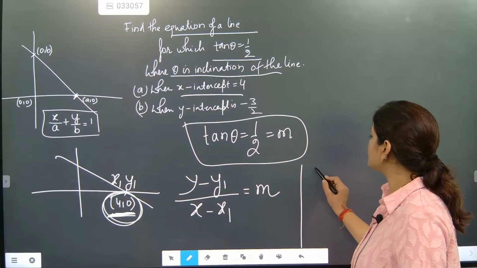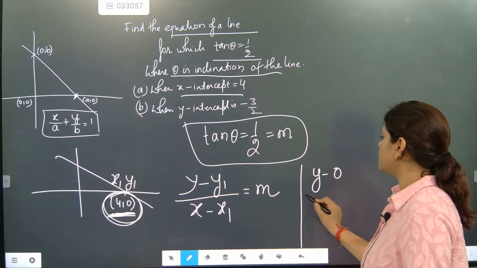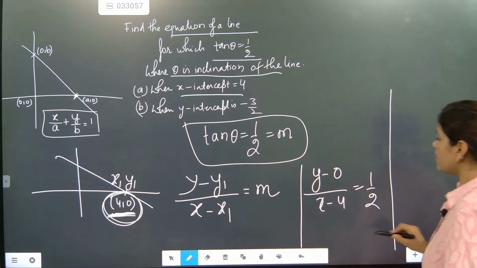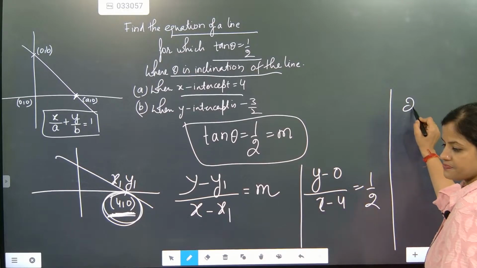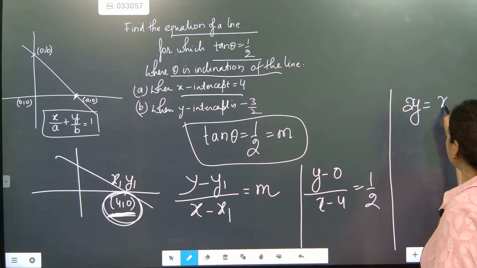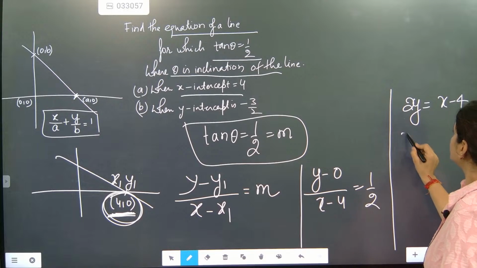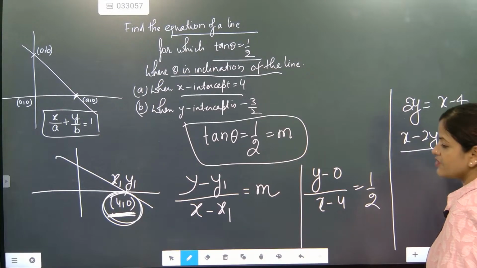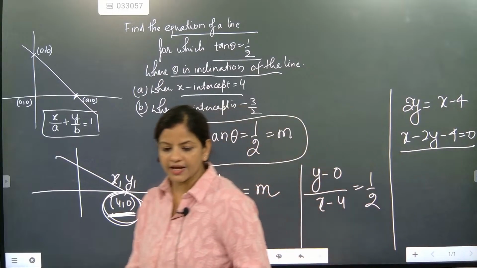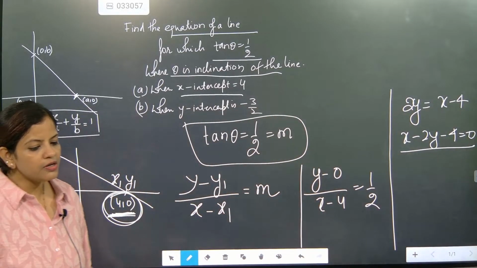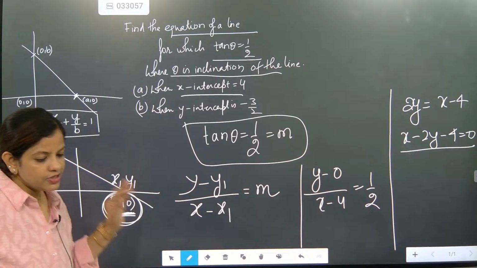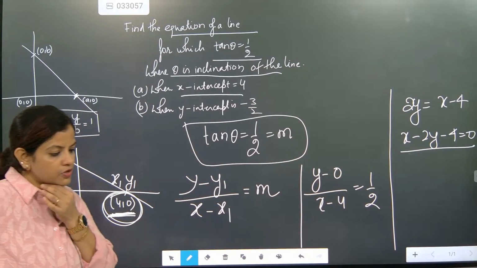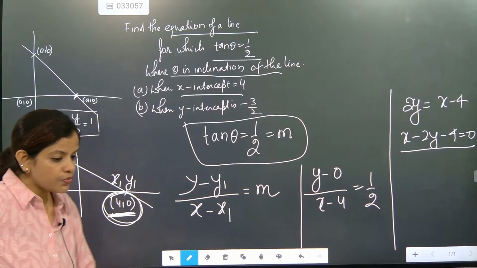The slope is already given as 1 by 2 and the point is given as 4 comma 0. So now we start: (y minus 0) by (x minus 4) is equal to 1 by 2. So 2y is equal to x minus 4, that is, x minus 2y minus 4 equal to 0. This will become the equation of the line. That was the first question they have asked.